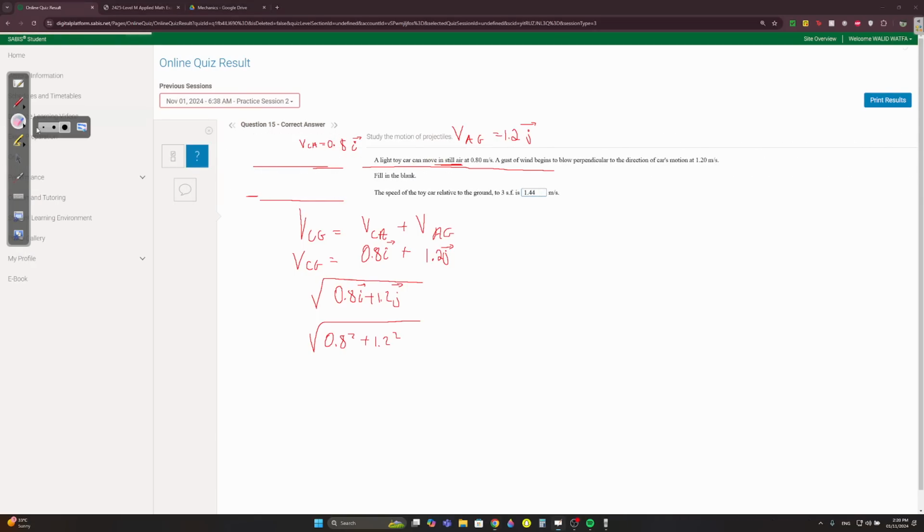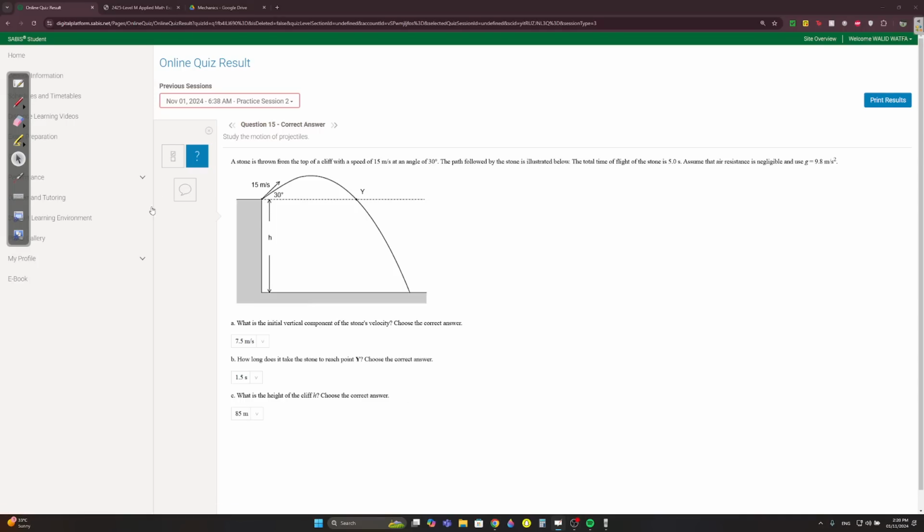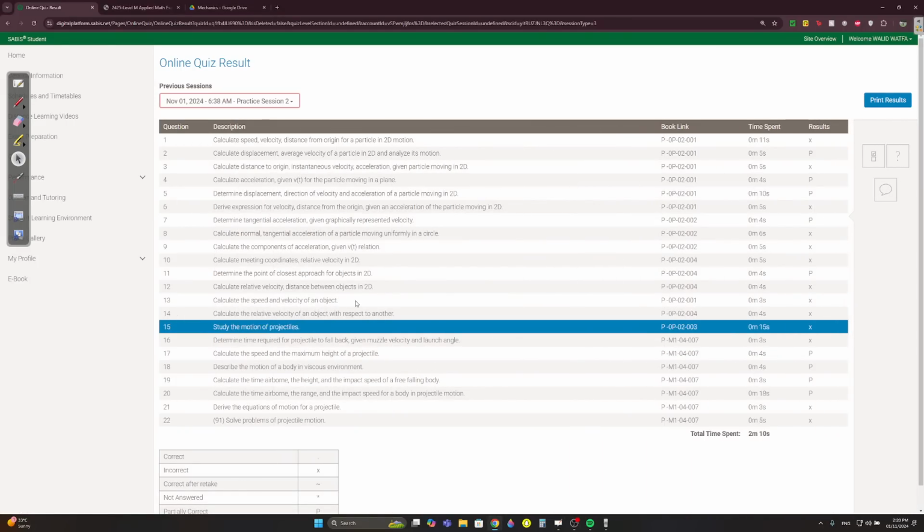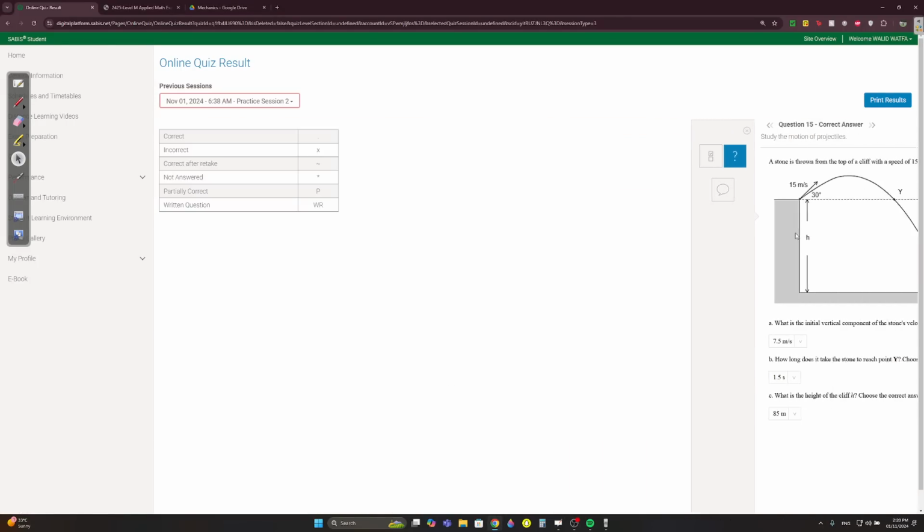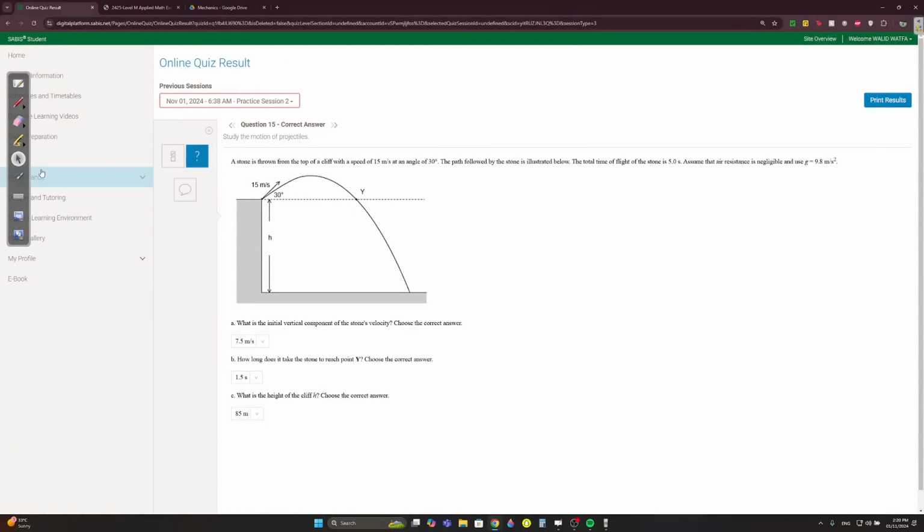Question 15. Finally, some projectile motion questions. I like the projectile motion questions because they're chill. They're very easy. After the relative motion, I prefer projectile motion.